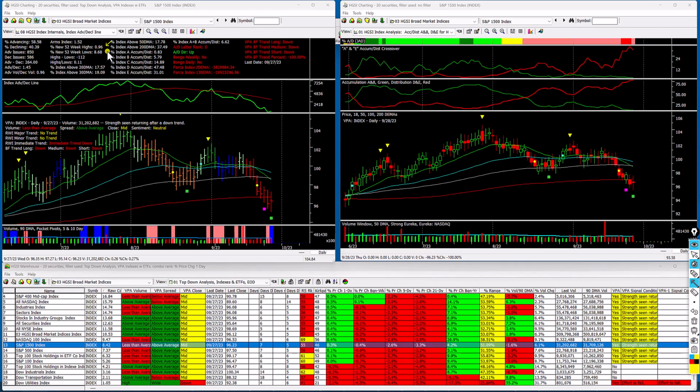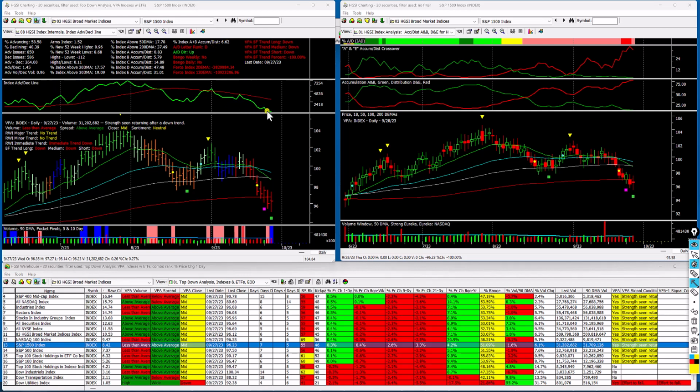Look at the 52-week highs, 0.96 compared to 8.6 on the 52-week lows, and highs minus lows 112. And then just the percent above these moving averages, accumulation A, B, C, D, and E. You can see the percentages. AD direction was up yesterday. It's D accumulation. Everything's pretty negative here, though.